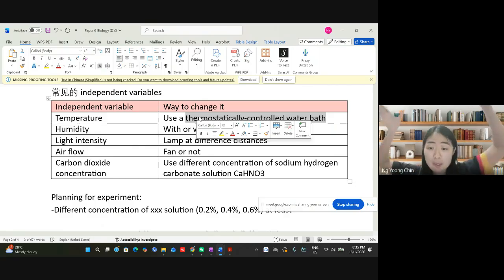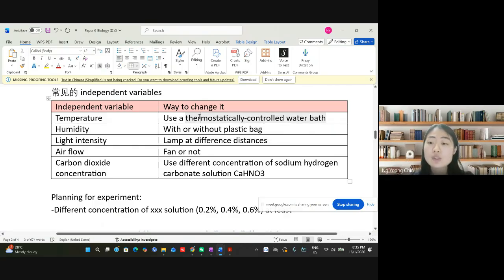So if you use a water bath, it can allow the temperature to be maintained in a constant range. So that's why it's very important that you use a water bath if you decide the temperature becomes the independent variable, because you need to manipulate the temperature.